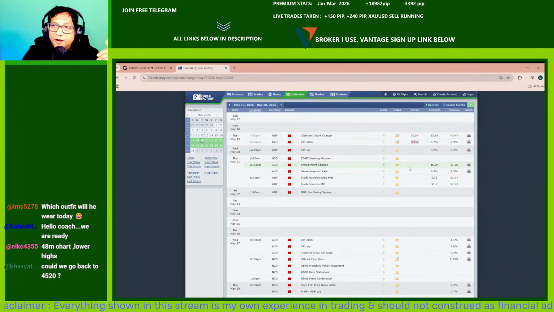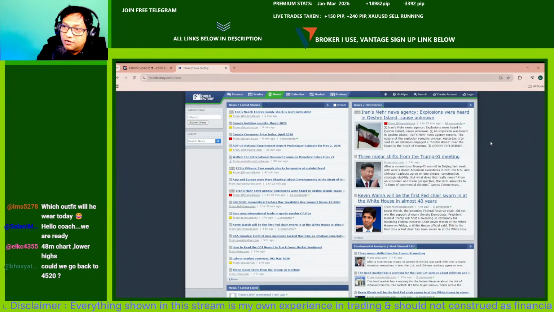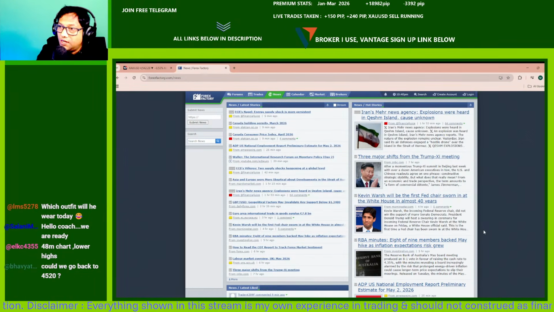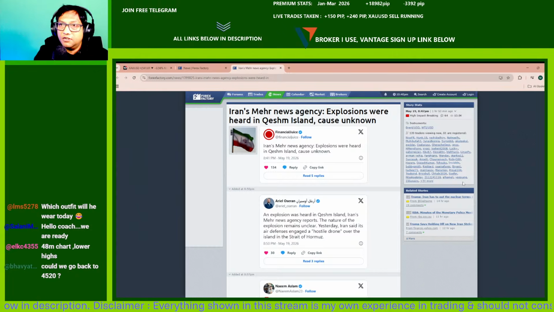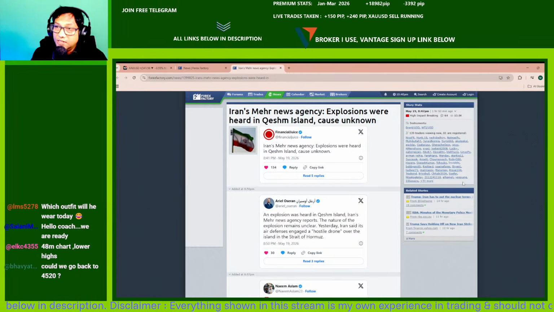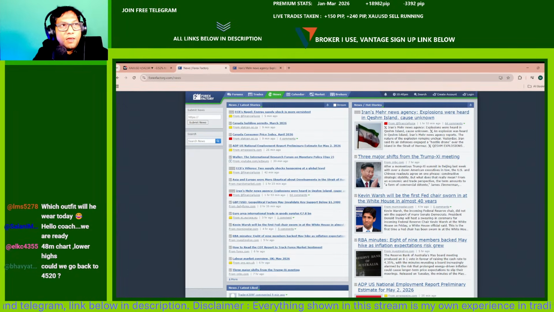And also, if you look at some of the geopolitical news here, 2 hours ago there was a high impact news, a red folder. Let's say Iran news agency: explosions were heard in Qasem Island, causes unknown. So around 2 hours ago an explosion was heard.